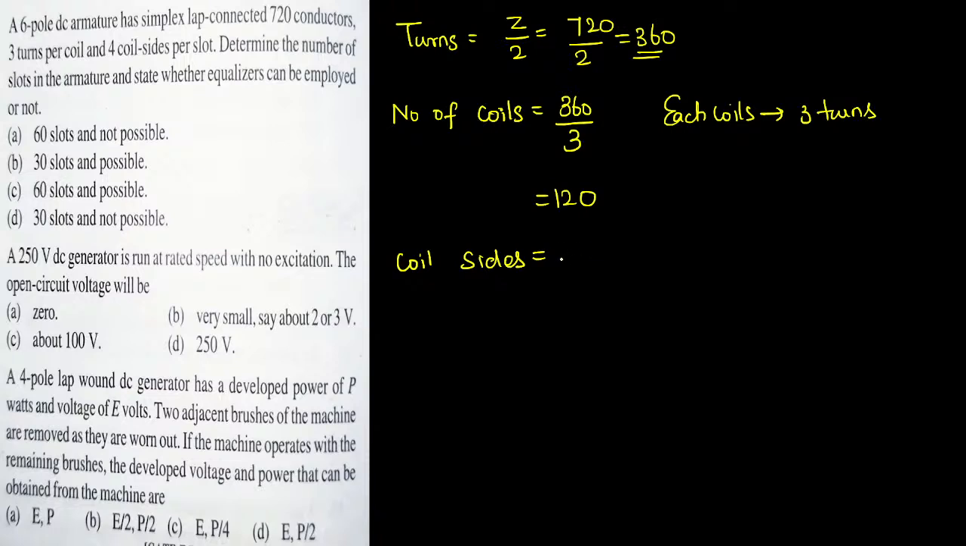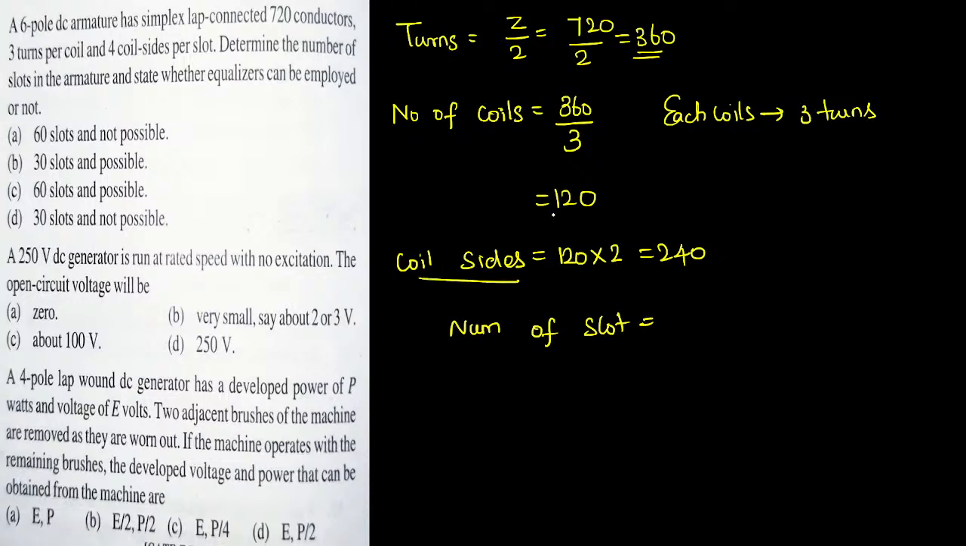Now first, usually what will happen is the coil sides will be what? 120 into 2, we will have 2 sides, right? For each and every coil, we will have 2 sides. If you multiply it by 2, you will get 240. Next, we have to calculate the number of slots now. Number of slots. Sir, this is very important.